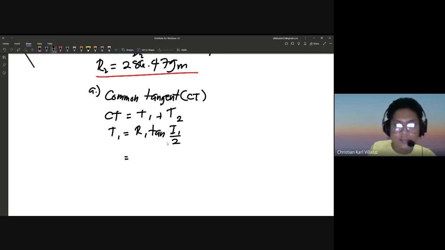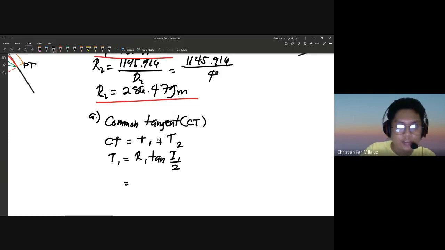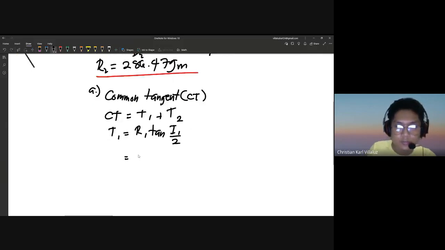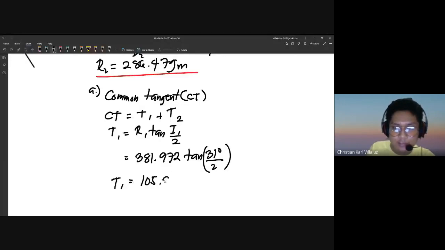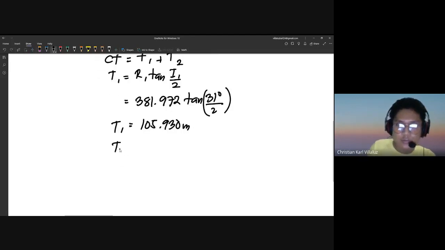Okay? Yung given, yung sinolve natin na radius 1, 381.972. Tangent I1 is, ano yung I1? 31. 31 degrees divided by 2. So, tangent 1 is 105.930 meters. How about the tangent 2? Tangent 2, so lagyan lang ng subscript na 2 para ma-identify natin na ito para to sa second curve.